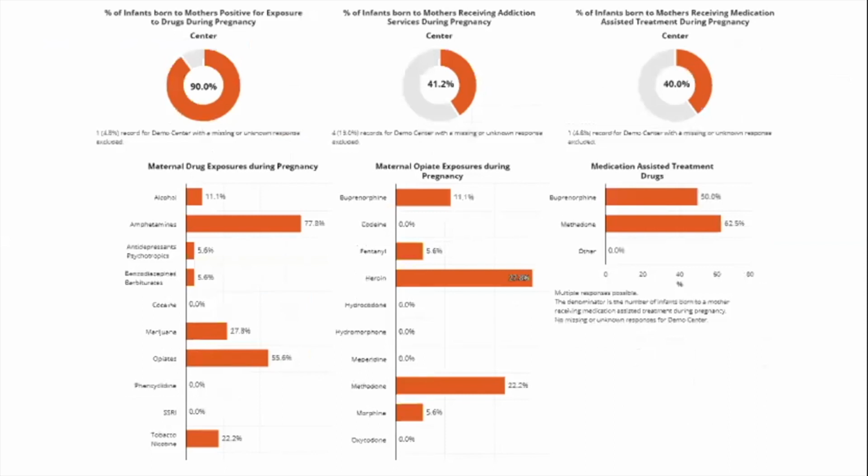This is the maternal history page, and you can see in this example that the most common drug exposures at this center are amphetamines and opiates. And in regards to specific opioid exposures, the most common are heroin and methadone. Next slide.